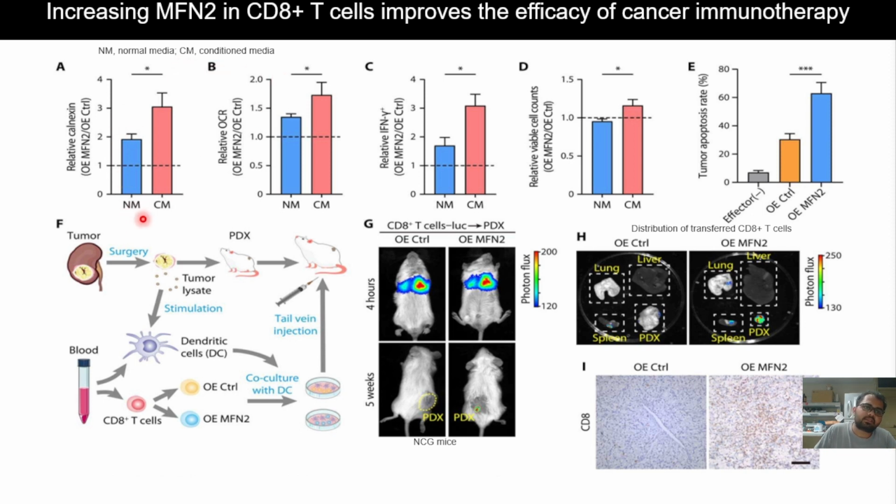media. So when they cultured in this conditioned media, there is an increase in this relative calnexin, which means there is more interaction when they are culturing these cells in this conditioned media. The oxygen consumption rate is high, which is suggesting that this conditioned media is supporting the OXPHOS function of these CD8 T cells. Furthermore, obviously there is a correlation with the IFN-gamma and the oxygen consumption rate in this case. So there is an increase in IFN-gamma because there is an increase in the mitochondrial OXPHOS. Further, even the viability of the cells is also higher.